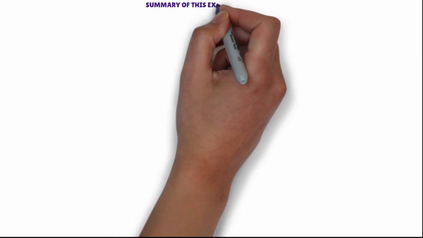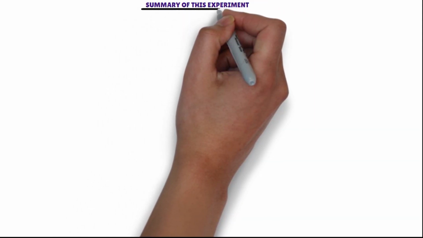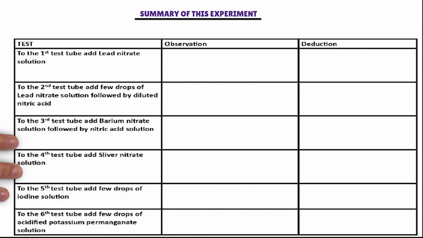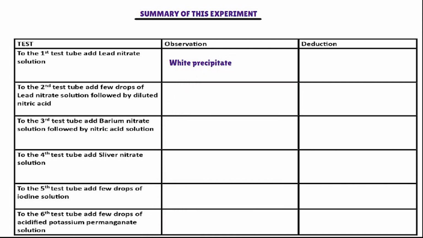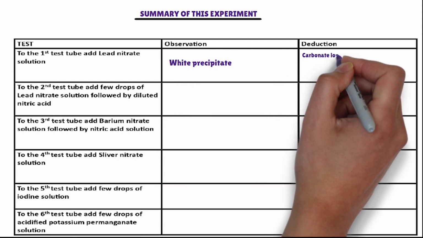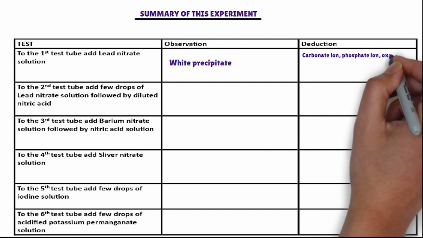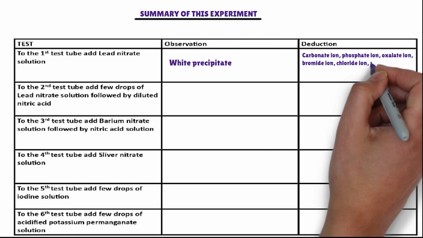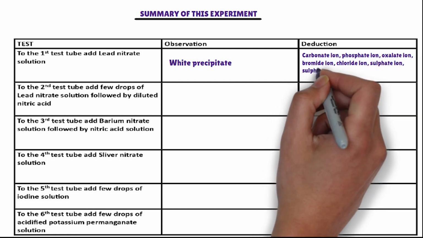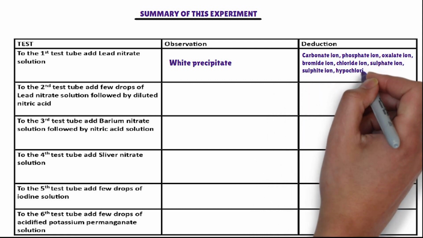Summary of this experiment. To the first test tube, lead nitrate solution is added. The anions that form white precipitate with lead nitrate solution are carbonate ion, phosphate ion, oxalate ion, bromide ion, chloride ion, sulfate ion, sulphite ion, hypochlorite ion, also known as chlorate 1.